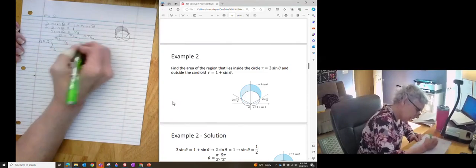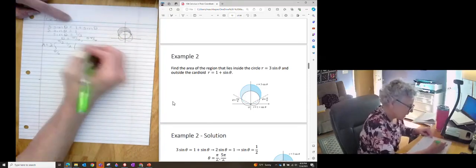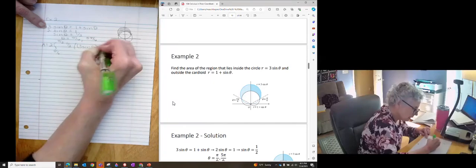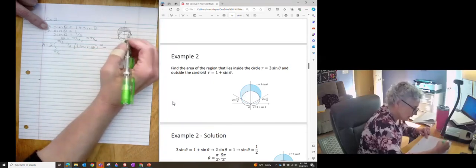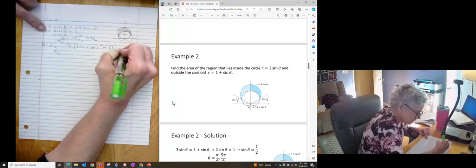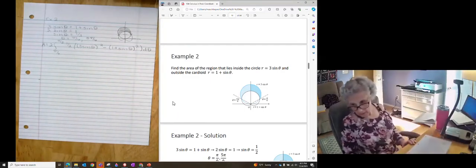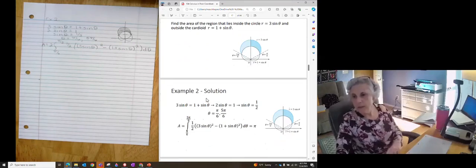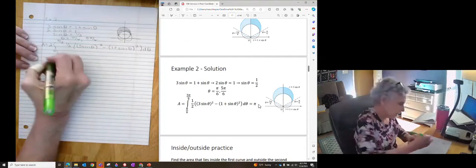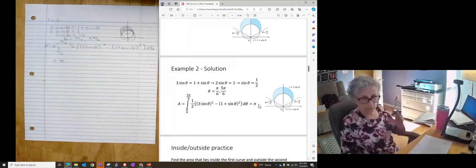And then we have 1/2 on the inside, because that's part of the formula. We have our outside, and the outside is 3 sine theta squared, minus my inside, which is my cardioid, 1 plus sine theta squared, d theta. And then we have some squaring to do, and we end up with pi for our final answer. I won't go through all of the integrating on that one.